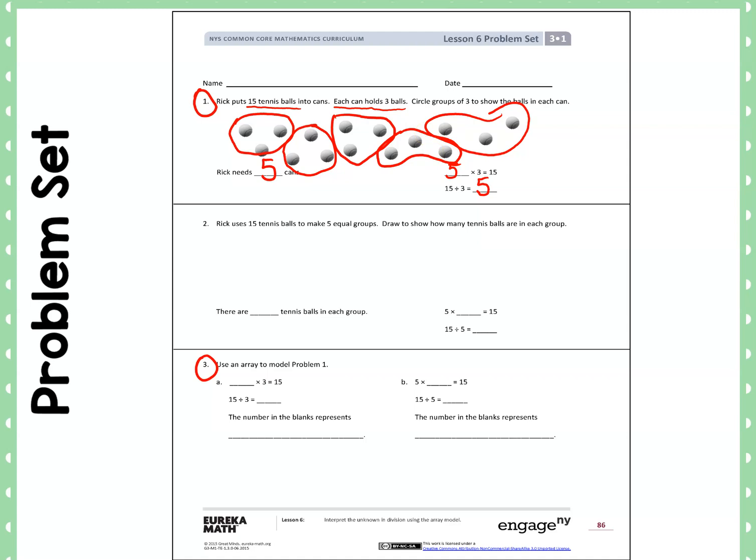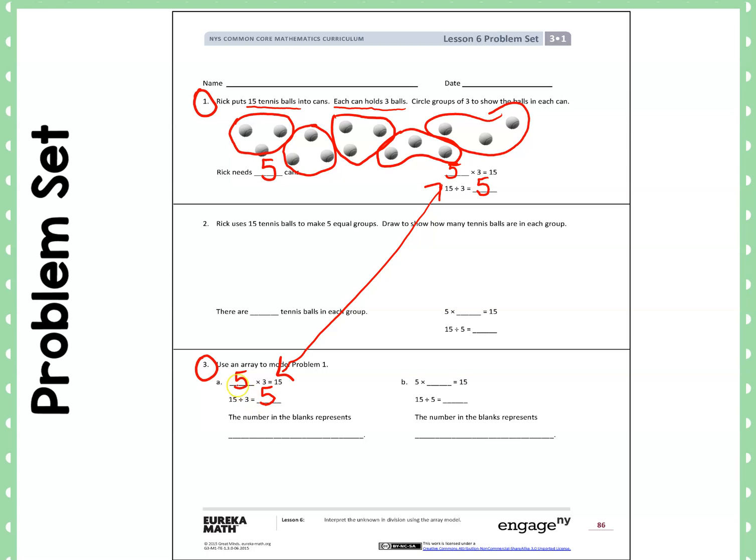It says use an array to model problem 1. Okay, so we have to go ahead and draw an array for this problem. So what we're going to do is draw it kind of down here at the bottom. If we have 5 times 3 equals 15, this is the same thing you did up here. So 5 times 3 equals 15. So then 15 divided by 3 would be equal to 5.